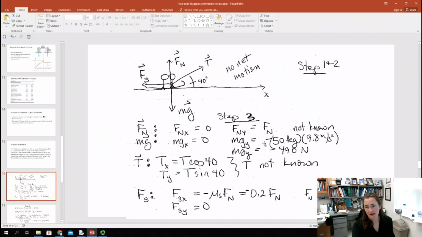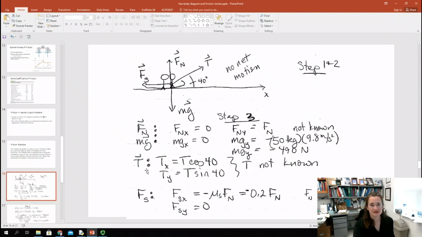But mgy would be the combined mass of the kids and the sled, times the acceleration due to gravity acting downward, minus 9.8 meters per second squared. So mgy would be minus 50 kilograms times 9.8 meters per second squared. When I multiply that through, I get mg is minus 490 newtons in the y direction.